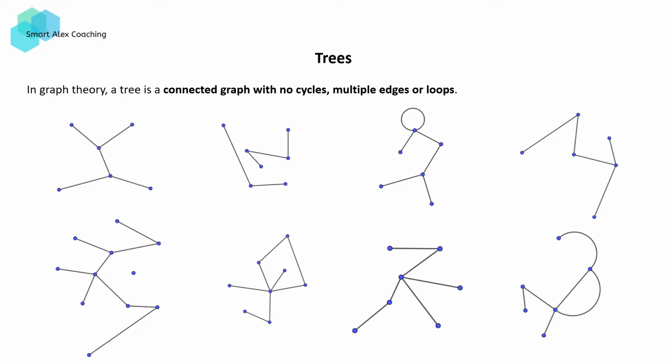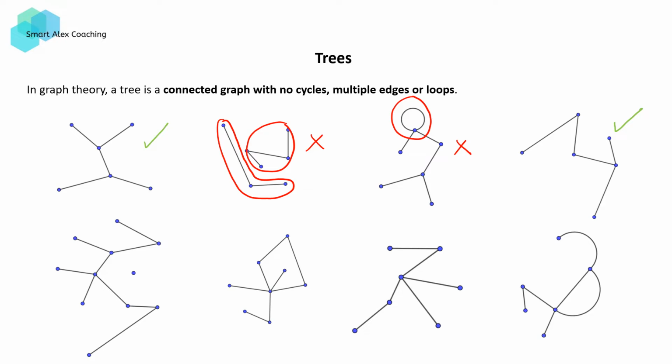The first graph is a tree because all the vertices are connected. There are no cycles, multiple edges, or loops. The second graph is not a tree because we have these two graphs here being disconnected from each other. The third graph is also not a tree because we have a loop happening here. The fourth graph is a tree because we have got no cycles, multiple edges or loops, as well as all the vertices being connected to each other as well.